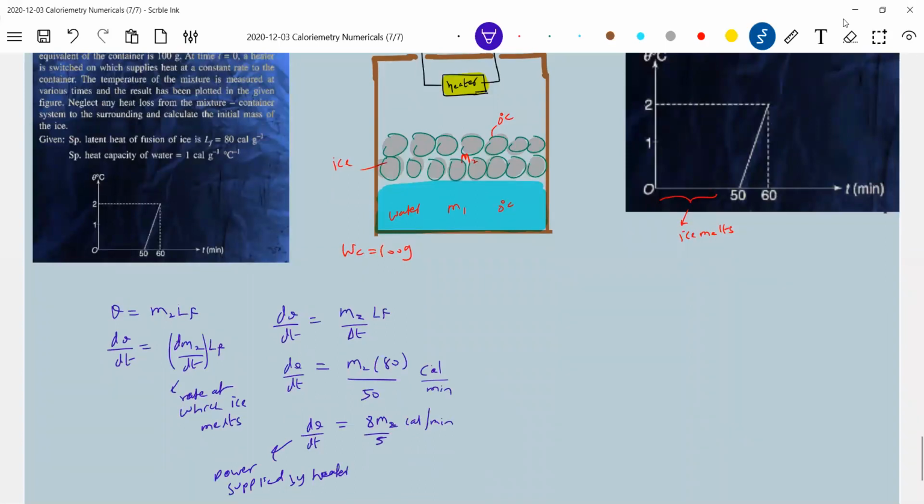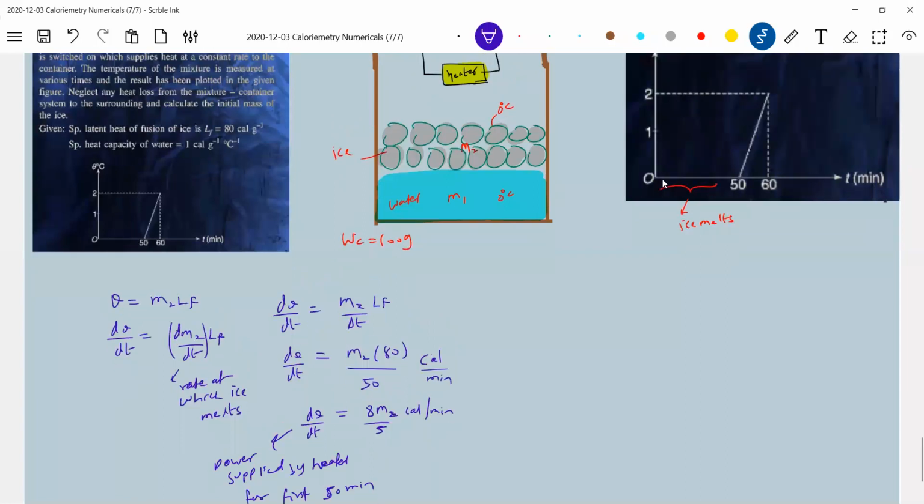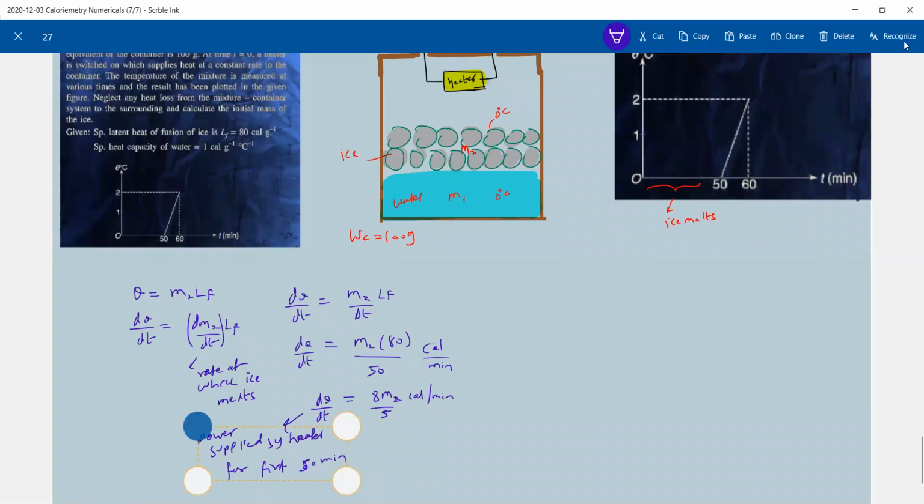Okay, next after this, for what time? The power supplied by the heater for the first 50 minutes. I'll make it small. Let me think like this.